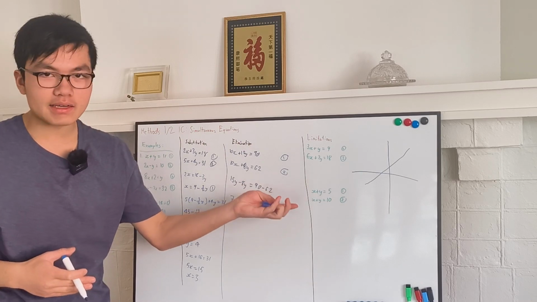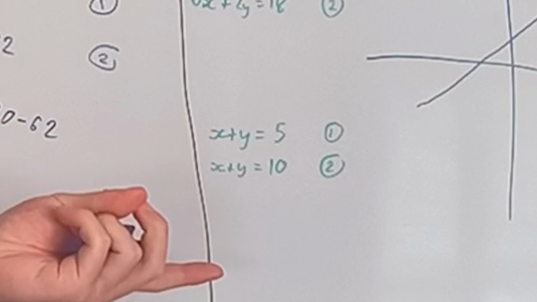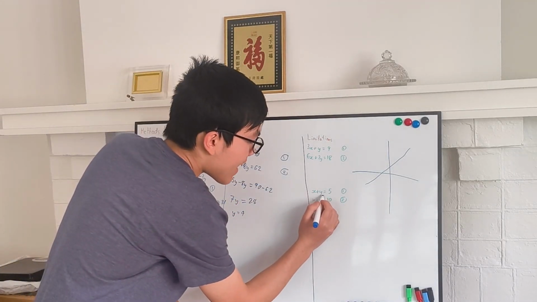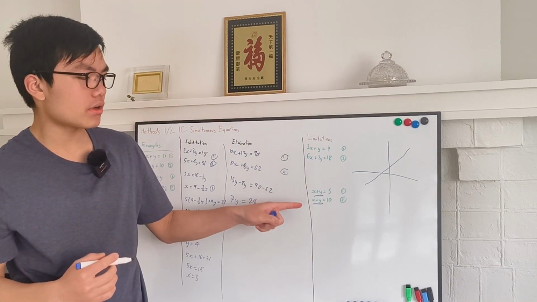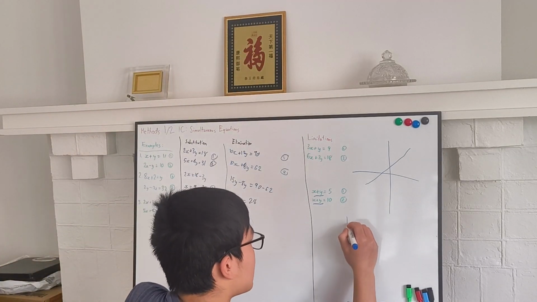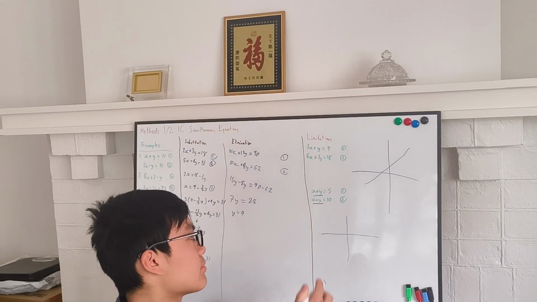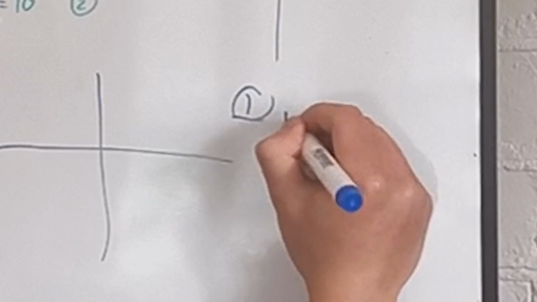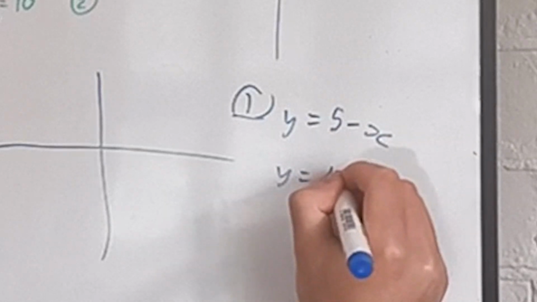But on this second example here, x plus y equals 5, and then x plus y equals 10. Now they both have x plus y. However, they both equal something different. What this means is that, again, let's draw another one of these. Both lines are parallel, they have the same gradient because the first equation is y equals 5 minus x, and then the second one is y equals 10 minus x.